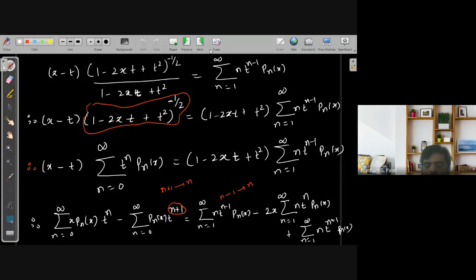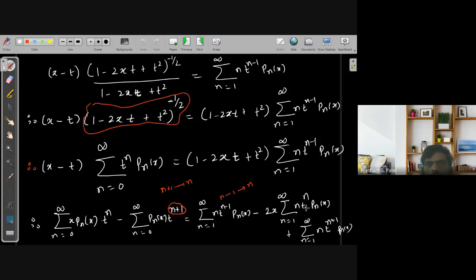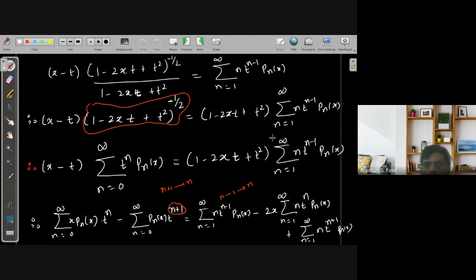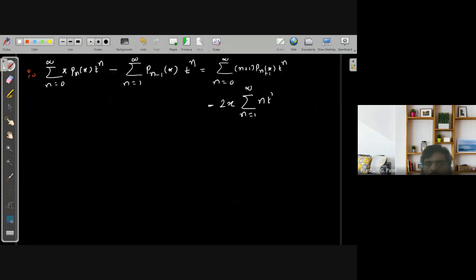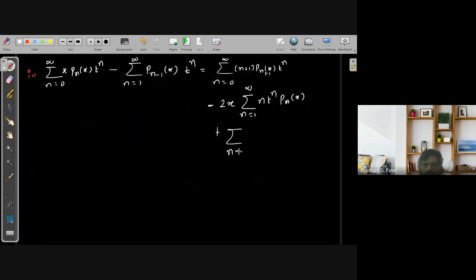Now P of n plus 1 is here. Then it is minus 2x, summation, this quantity as it is, n running from 1 to infinity, n into t power n, Pn of x, plus summation. Here also n plus 1 is replaced by n. n is starting now with 2 to infinity. And instead of n we have n plus 1, so it is n minus 1 t power n Pn minus 1 x.